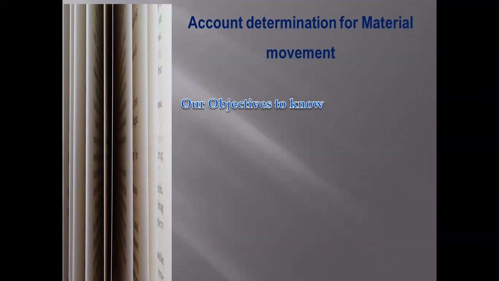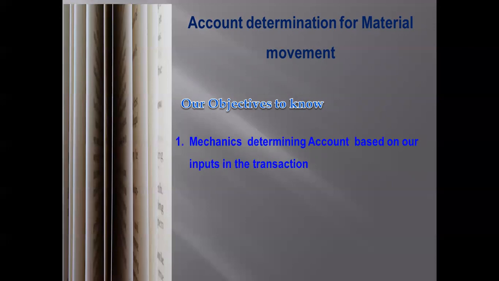So let us consider 2-3 examples, and we will see how it is determining it. But before that, we will see what our objectives are when we are testing it. We want to know the mechanics of determining accounts based on our inputs in the transaction. Suppose we want to work with MIGO with some PO material. If we give some inputs, how does the system automatically bring in accounts to post it, that we are going to see. That is our aim.